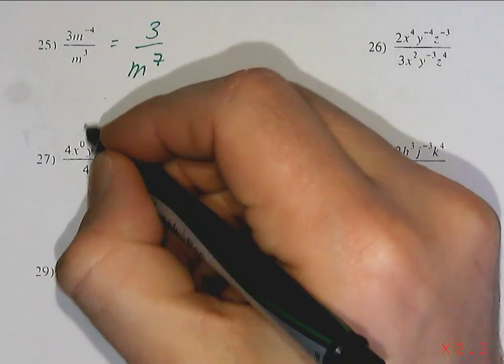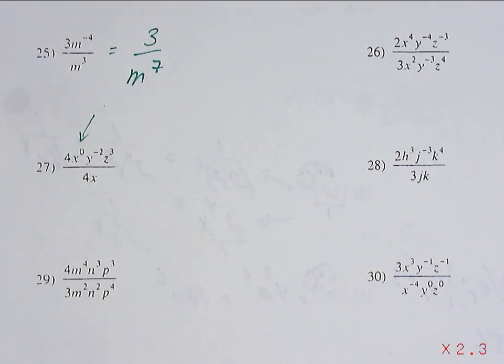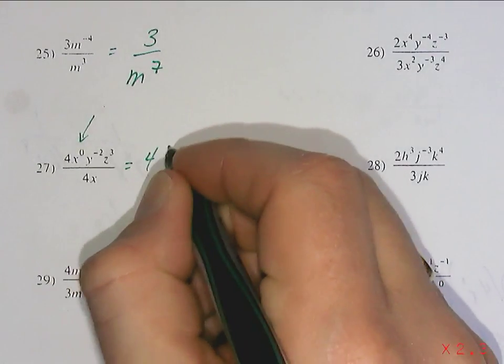what's this x to the 0 going to do in 27? It's going to be a 1. Okay, so it's not going to really matter. It's actually going to look like this. I'd like you to see this at least once.